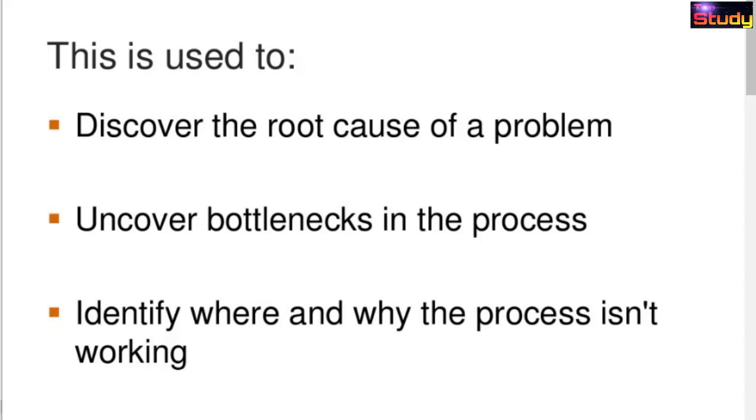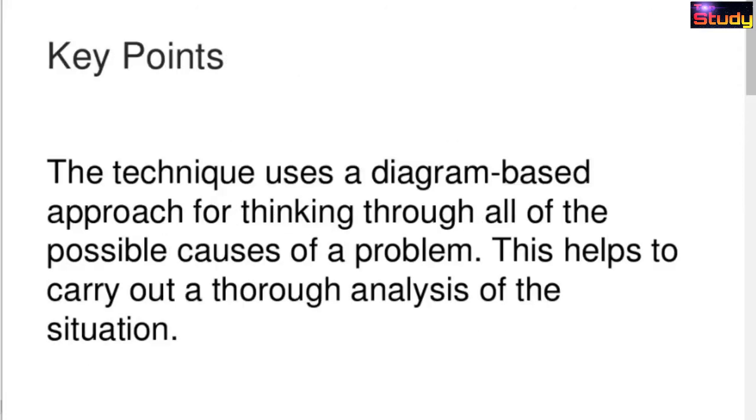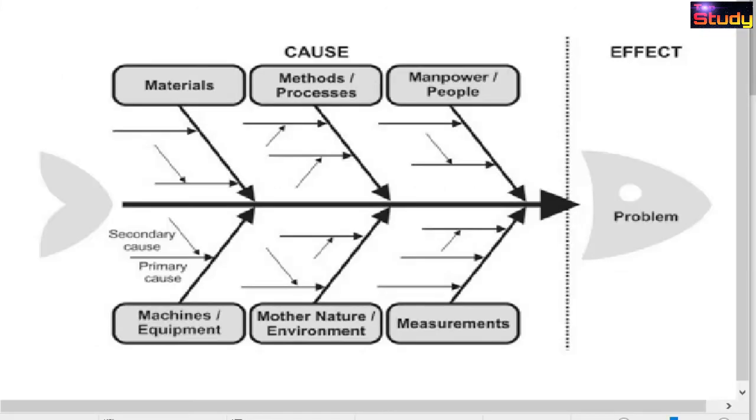So, what are the uses of the fishbone diagram or cause and effect analysis? This is used to discover the root causes of a problem, uncover bottlenecks in the process, and identify where and why the process is not working. The key point is the technique uses a diagram based approach for thinking through all of the possible causes of a problem. This helps to carry out a thorough analysis of the situation.